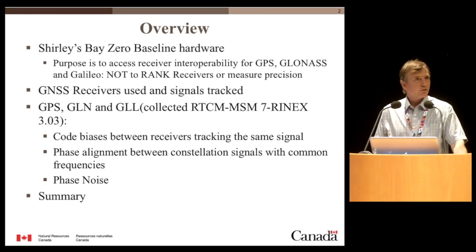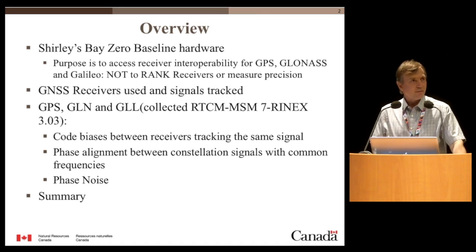Now, the purpose of this talk is to specify interoperability between receiver types for GPS, GLONASS, and Galileo, not to rank receivers, not to measure precision. So I just want to get that out of the way right away. So I'm going to talk about the receivers used and the signals tracked, GPS, GLONASS, and Galileo.